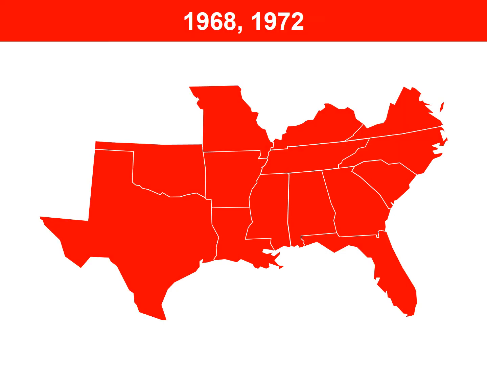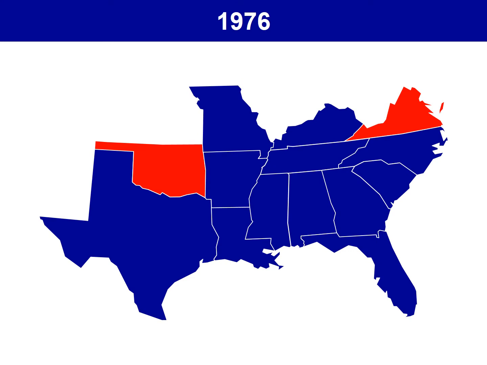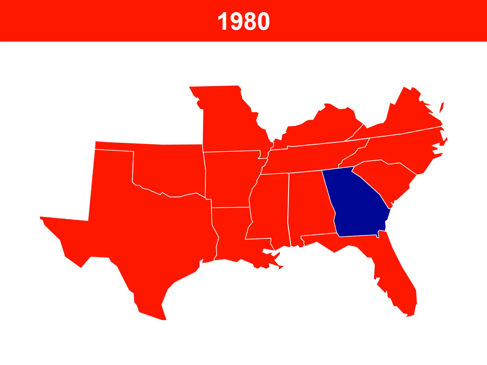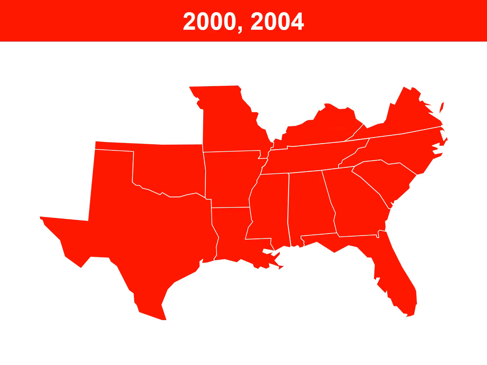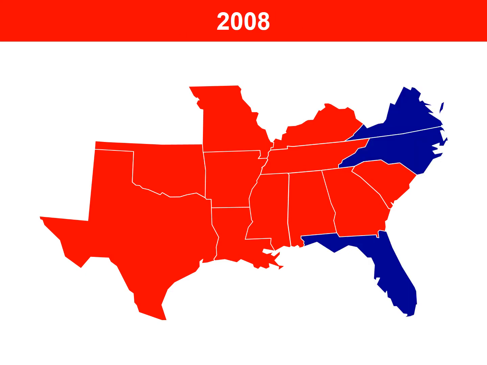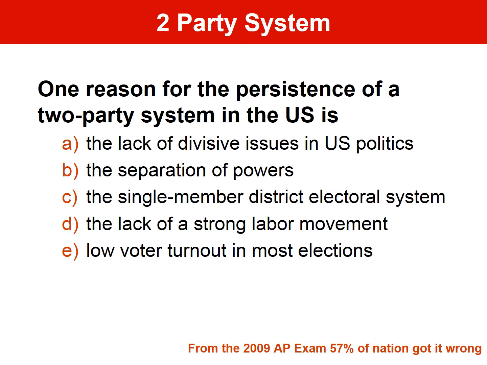You can see in 1968, 1972, the South goes completely red. It's a little bit different in 1976. In 1976, Jimmy Carter, a Southern governor, gave Democrats a very short-lived comeback. 1976 is going to be the last year that Democrats have a strong hold on electoral votes in the South. You can see for the next many years, the South continues to vote red. And that's still true up through 2012 and even today.